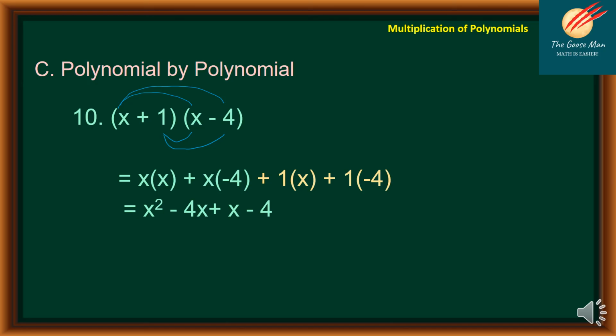Take note that I can still simplify negative 4x and x, or 1x. Again, we have unlike signs, so subtract and copy the sign of the greater absolute value. So therefore, I'll simply copy x squared as well as negative 4. Negative 4x plus positive 1x is equal to negative 3x. So therefore, the product of x plus 1 times x minus 4 is equal to x squared minus 3x minus 4.